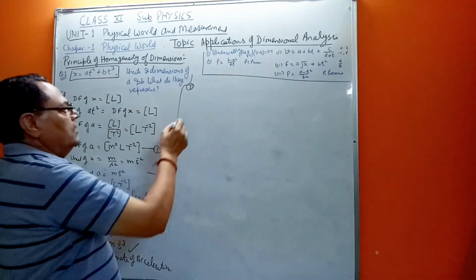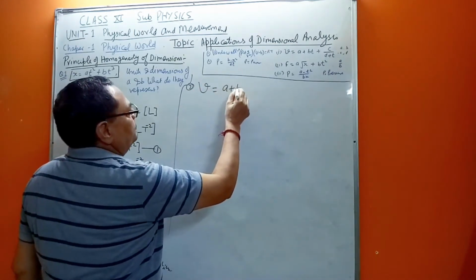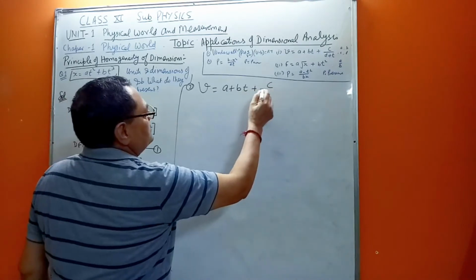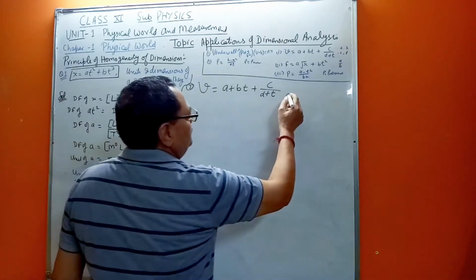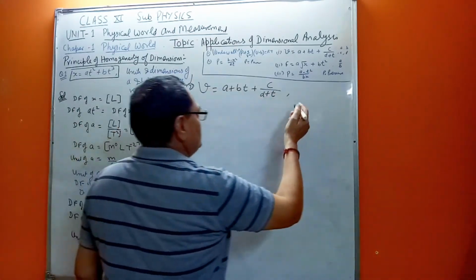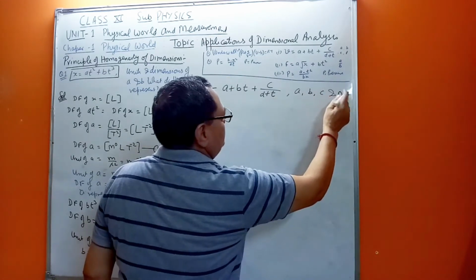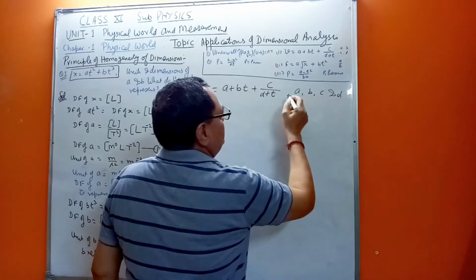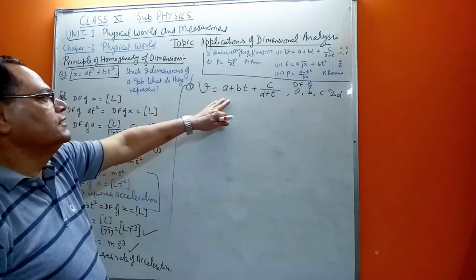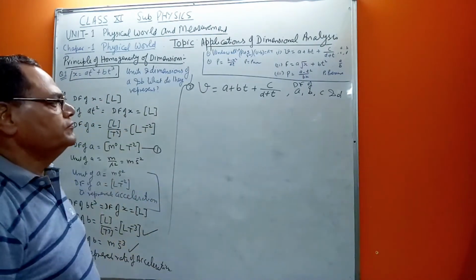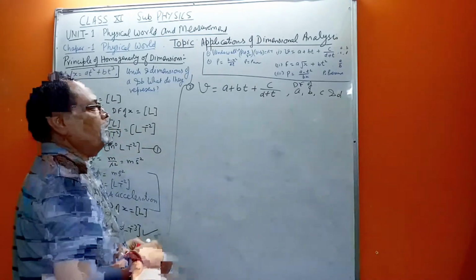Let's say in the equation v is equal to a plus bt plus c upon d plus t, we have to find the dimensions of a, b, c and d. We have to find the dimensional formula of a, b, c and d in this equation. So again we can use the principle of homogeneity.